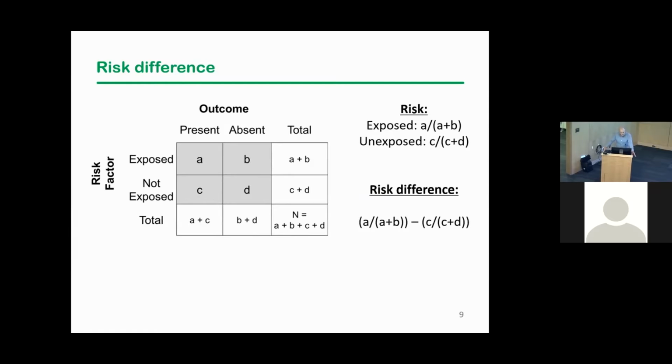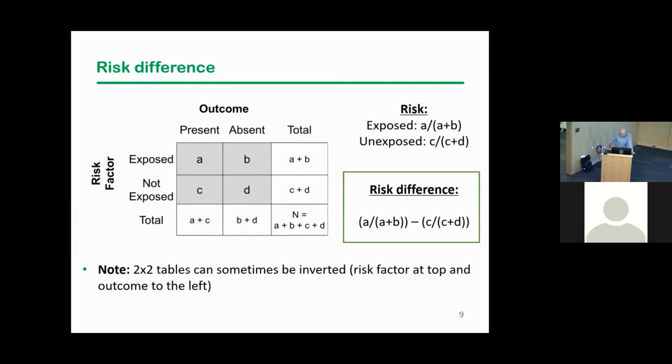I'm talking about, of the exposed, what percent have the outcome? Of the unexposed, what percent have the outcome? It's just a little bit of arithmetic here. So it's A over A plus B, where A plus B is the denominator in your row for the exposed, and C plus D is the denominator in the non-exposed group. To do a risk difference, all you have to do is calculate the proportion in the exposed and subtract the proportion in the unexposed. Very simple here, but it's very good inferentially.